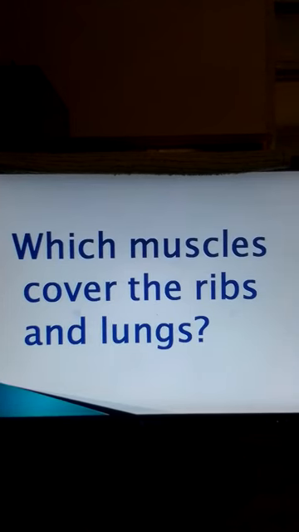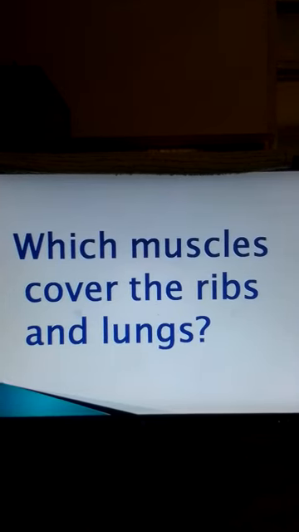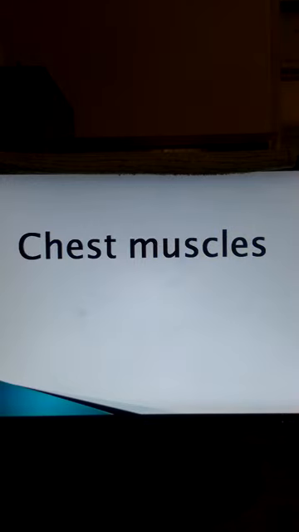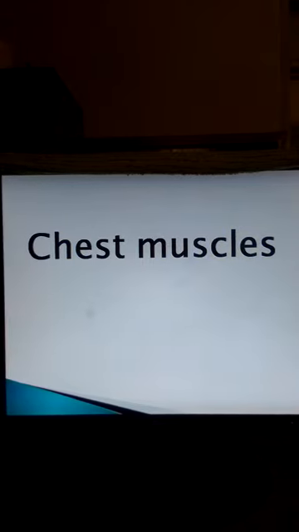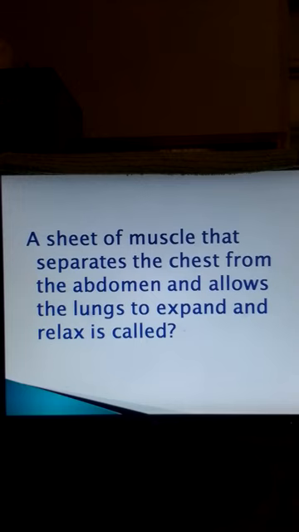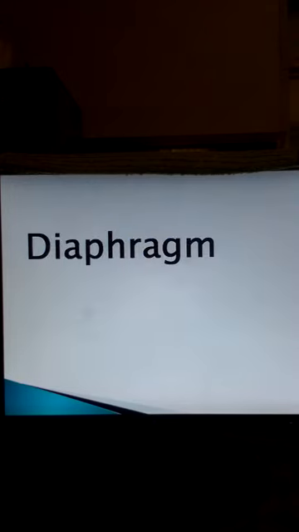Which muscles cover the ribs and the lungs? They are called chest muscles. A sheet of muscle that separates the chest from the abdomen and allows the lungs to expand and relax is called the diaphragm.